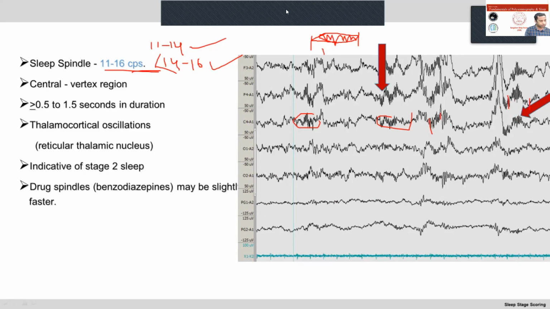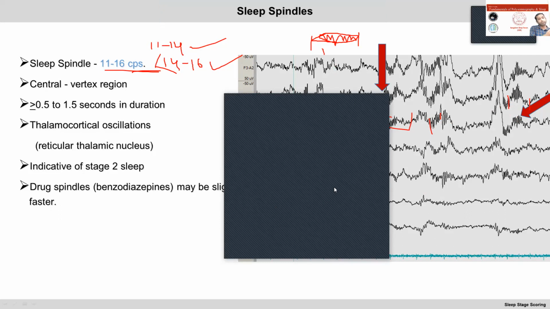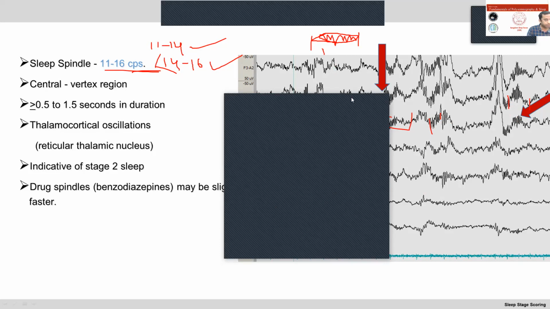I think one question is there. If the disturbance lasts for 15 seconds, such as a major body movement, that will be explained also. If a disturbance is there with increase in EEG activity for more than 15 seconds, then that will be the next stage.